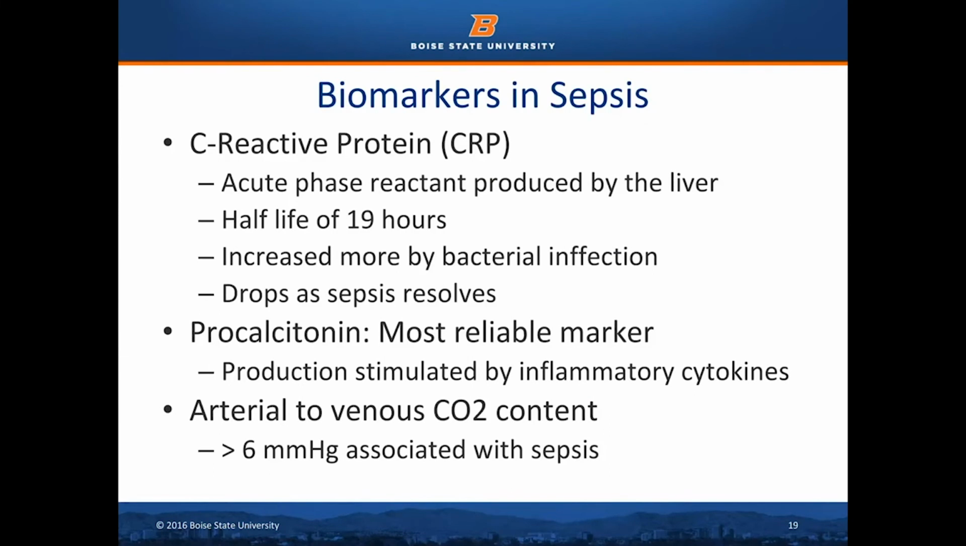There's been a variety of biomarkers that have been looked at in sepsis. The two that are most commonly used are C-reactive protein. It's an inflammatory reactant that's produced by the liver, and it's got a relatively long half-life. So when we have an initiation of an inflammatory response, it pops up and stays up. So it's been used to track sepsis and track response to therapy in sepsis.